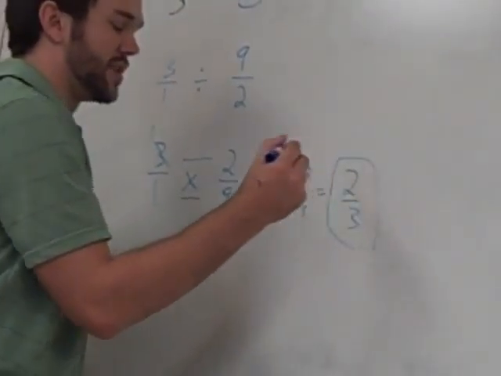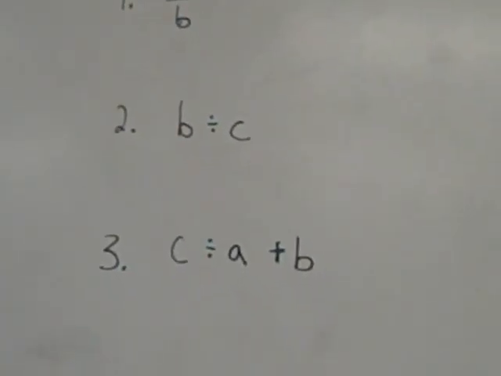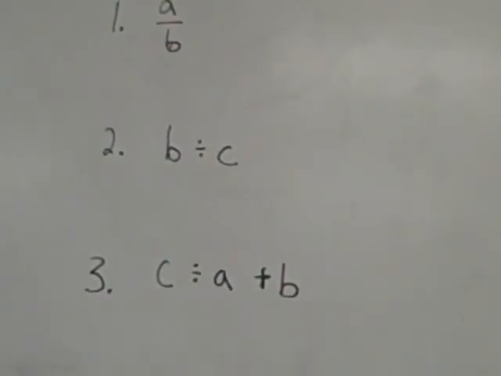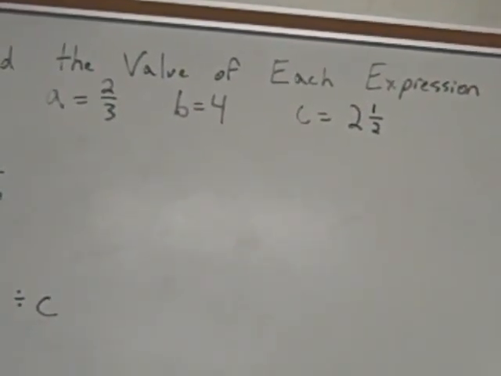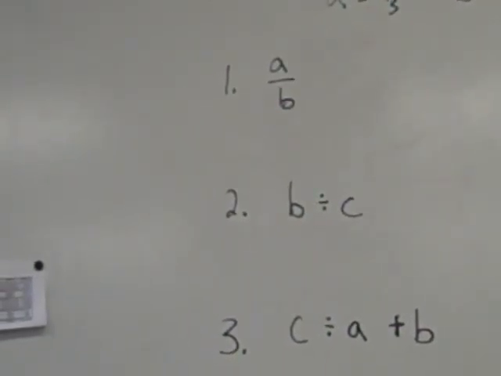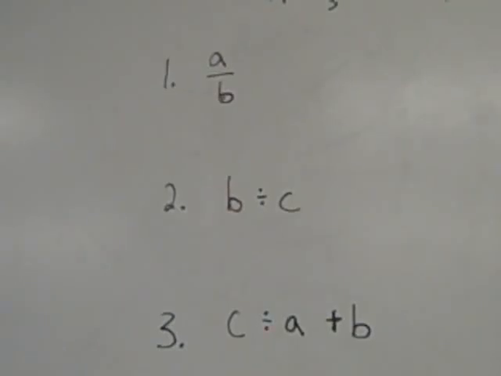Alright, let's look at the backboard now, do a little algebra real quick on these. Good to go, Tuck? Yes, sir. Ron, read that. Find the value of each expression. A equals 2/3, B equals 4, C equals 2.5. So what does that really mean? Find the value of each expression. Solve it. It's just their fancy, long-worded way of saying solve it.